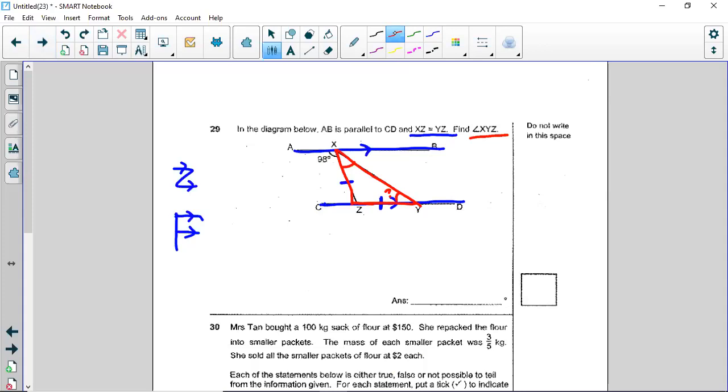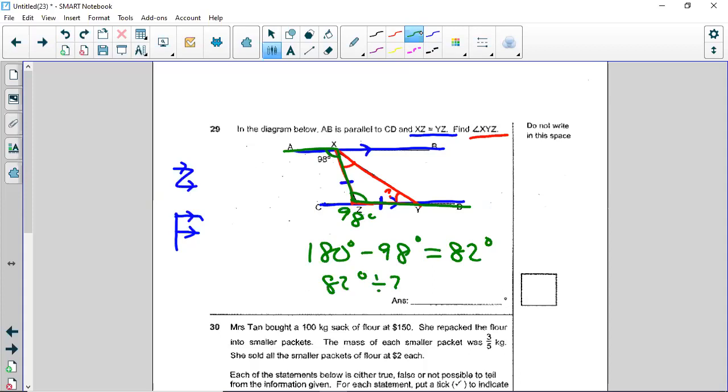Okay, how to find? Very easy. There is a Z. Can you see a Z? So this is 98. This is also 98. Then you just take 180 and you minus 98 and you will get 82 degrees. Okay, and then you have to divide by 2. So 82 degrees divided by 2, you get 41 degrees. So this is 41, and that is also 41 degrees. Okay? All right, so your angle is 41 degrees. Clear so far?